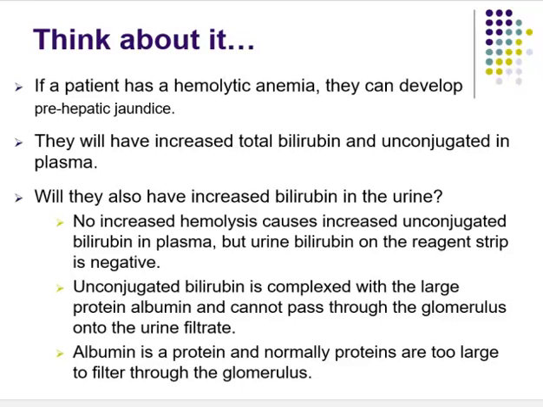The increased hemolysis causes increased unconjugated bilirubin in the plasma, but urine bilirubin on the reagent strip for urine is going to be negative. Unconjugated bilirubin is complexed with a larger protein, albumin, and this cannot pass through the glomerulus and into the urine filtrate. Since albumin is a protein and proteins are normally too large to filter through the glomerulus, you're not going to be able to see the bilirubin because it's stuck to that albumin. So your urine reagent strip for bilirubin is going to be negative.